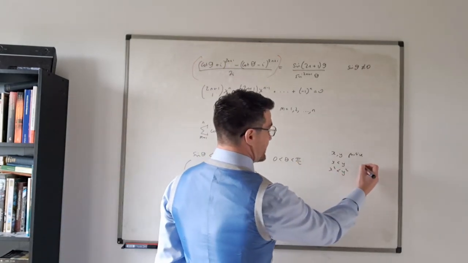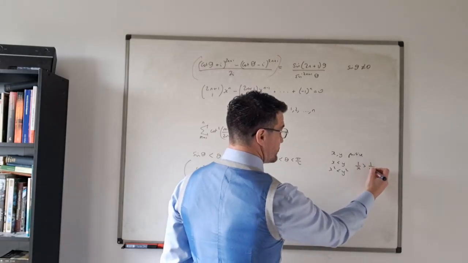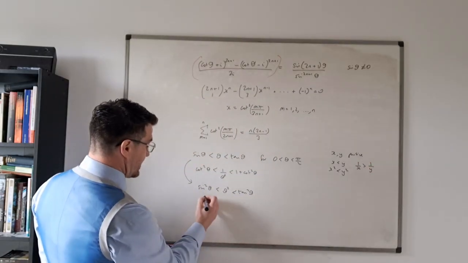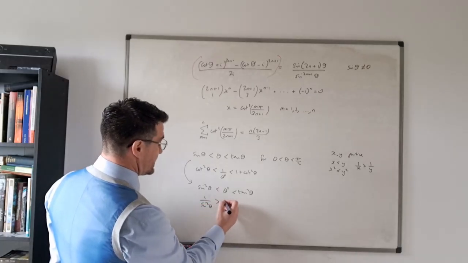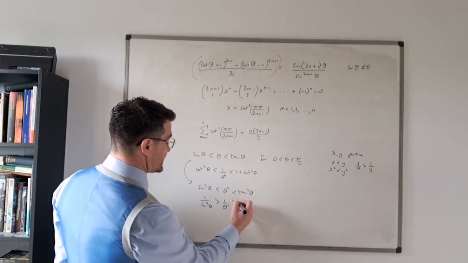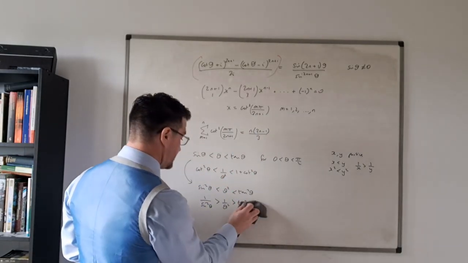Also, be aware that if x is less than y, then 1 over x is going to be greater than 1 over y. So I get 1 over sine squared theta is greater than 1 over theta squared is greater than cot squared theta.